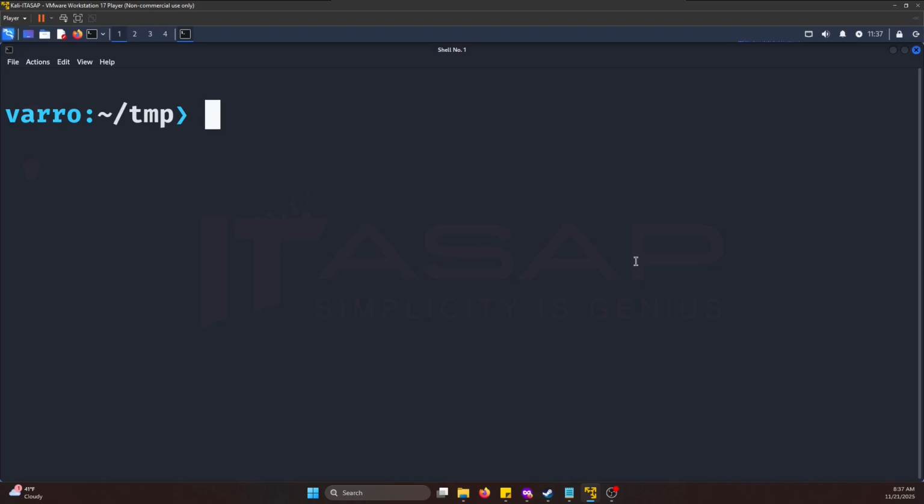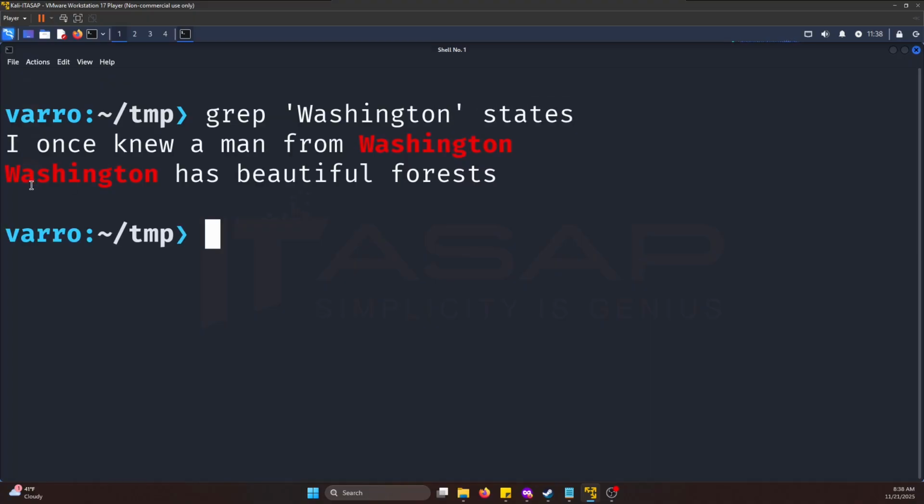Let's talk about matching patterns only if they occur at the beginning or at the end of a line. We'll say grep Washington in the states file. Here we have a match at the beginning of a line and a match at the end of a line. But what if we only want to see the pattern Washington if it's at the beginning of a line?